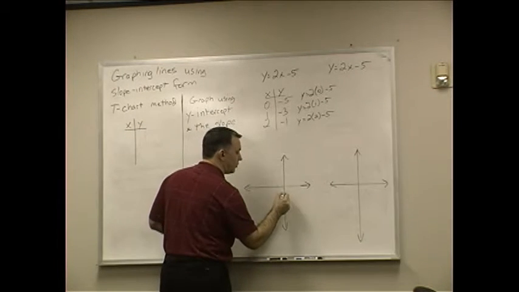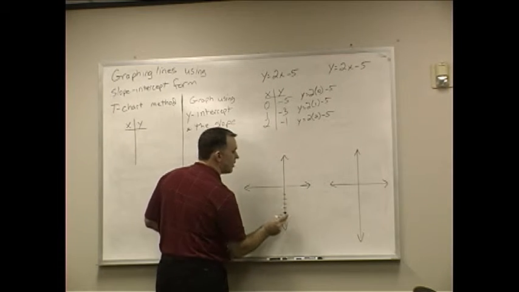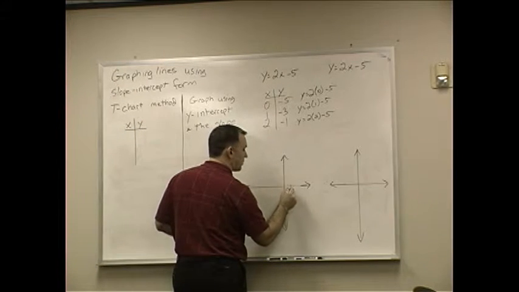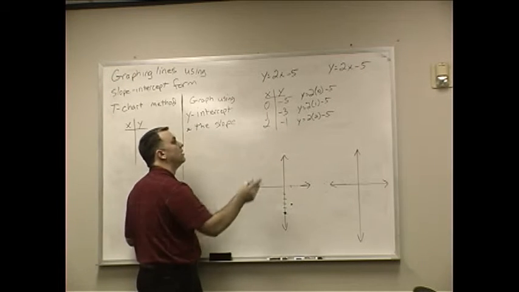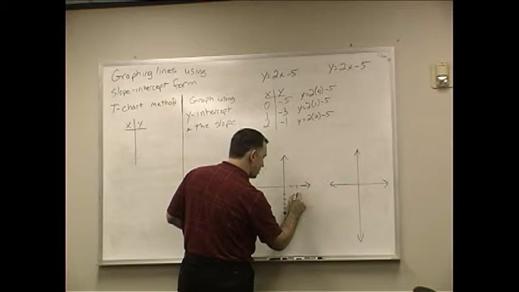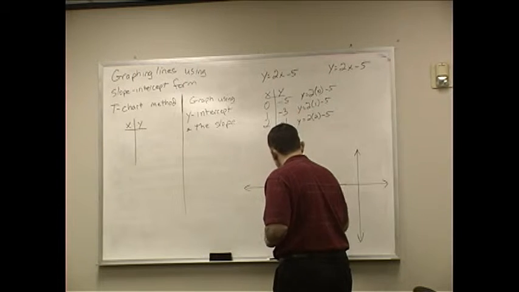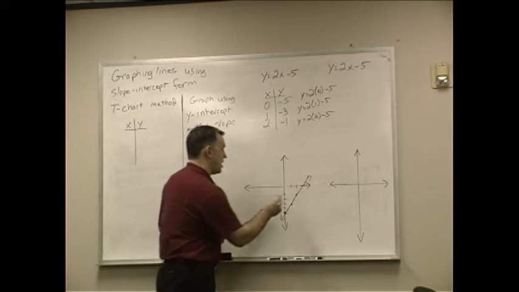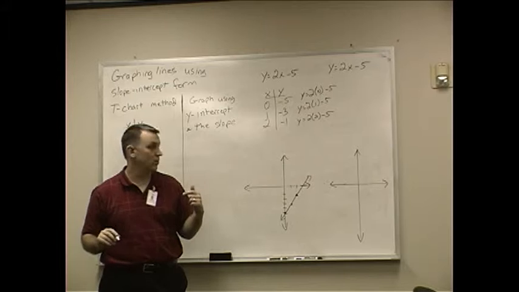Now let's graph it. So 0, negative 5. I go to 0, down to negative 5. The second one, 1, negative 3: I go over 1 and down 3. And the third one, I go over 2 and down 1. And so when I'm doing this, I get a straightforward line like that. That's a pretty straightforward thing. That's what we did in review.